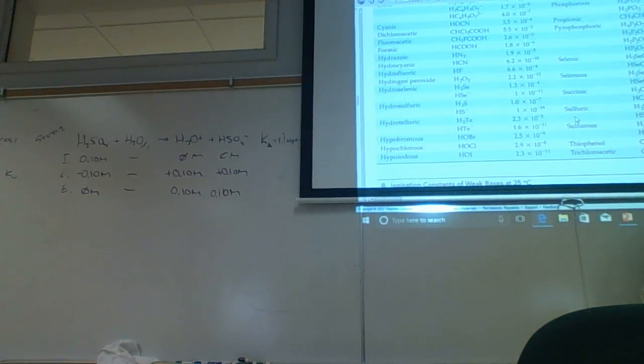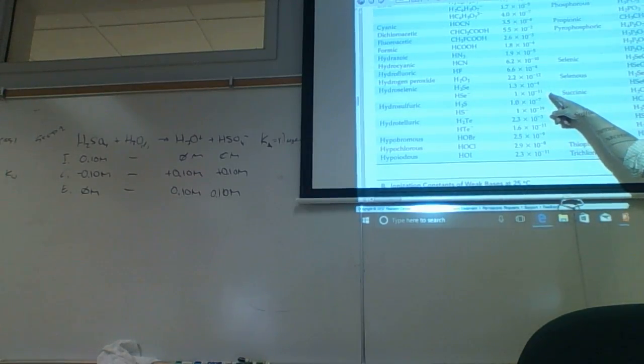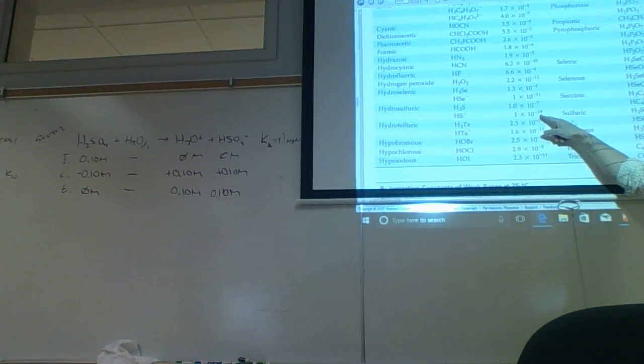There's something else that's significant about 10 to the minus 19: it's compared to KW. KW is larger. KW is 10 to the minus 14. So far, all these are stronger than water. But when we hit this one, this is actually weaker than water. So water should be a bigger producer of hydronium than HS minus.